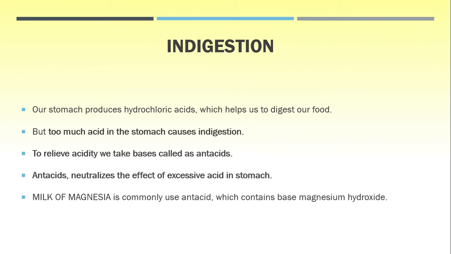And what do we see? The first is indigestion. How is indigestion caused? First, we have to know the reason behind it. Our stomach produces hydrochloric acid, which helps us to digest our food. If too much acid is released in our stomach, this will cause indigestion. Indigestion is because of the excessive release of acid from our stomach. To relieve this acidity, we take a base called an antacid, and this antacid neutralizes the effect of the acid present in our stomach.